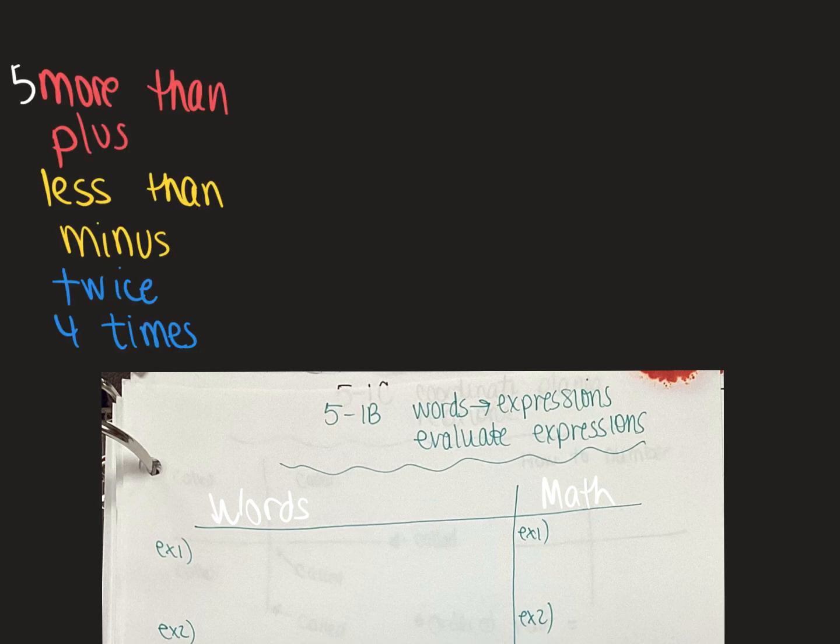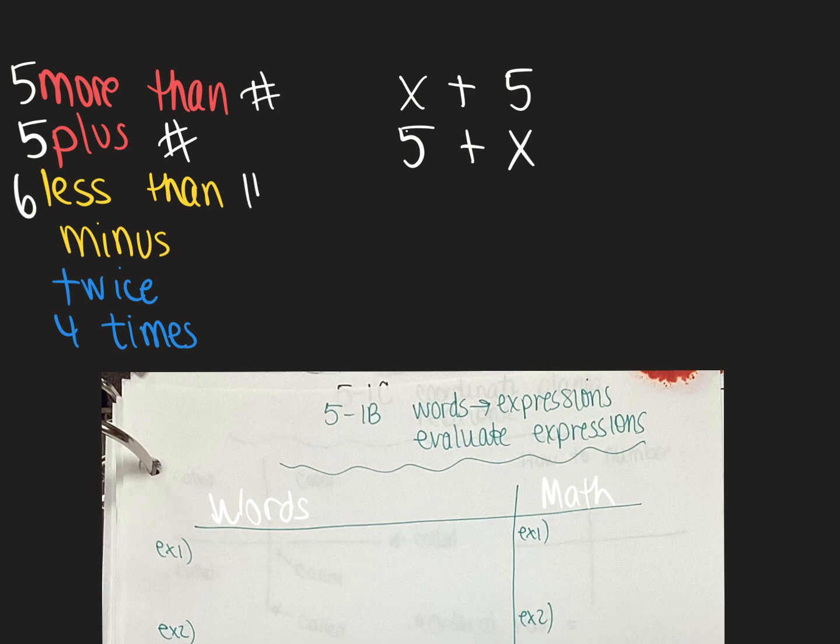All right, so if we had the words more than, so maybe the question was 5 more than a number. We would write 5 more than a number. The 5 would go in the back and the X would go in the front. 5 plus a number. 5 plus a number. 5 would go in the front.